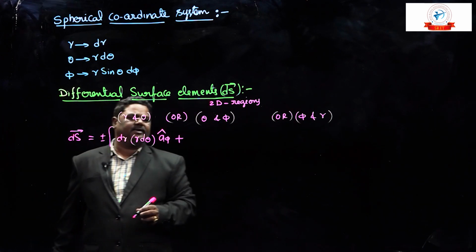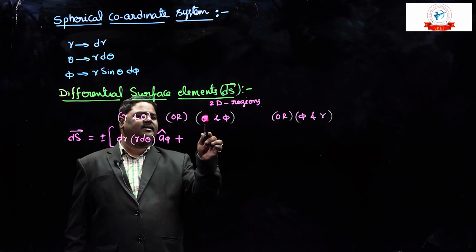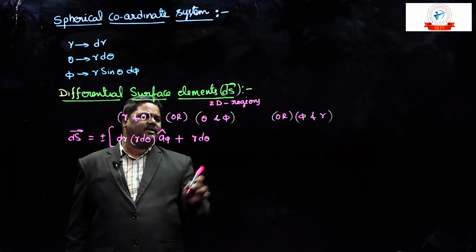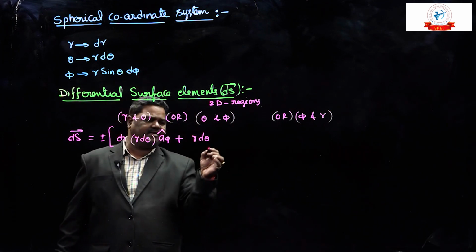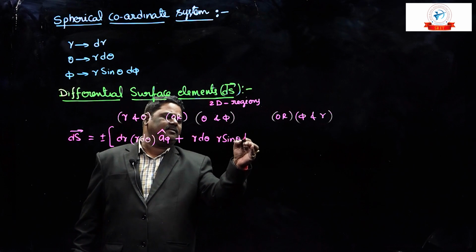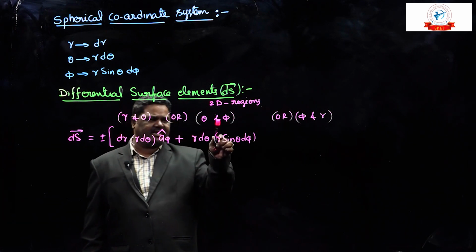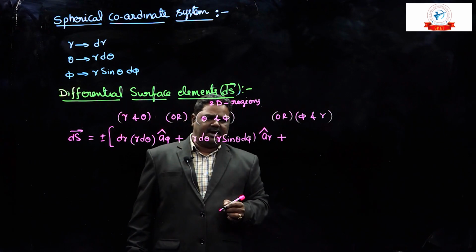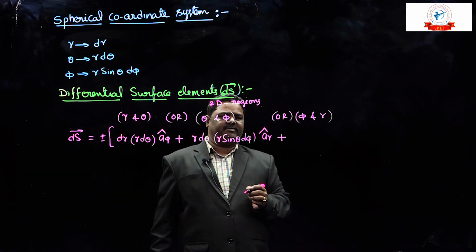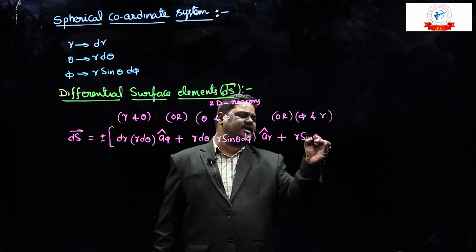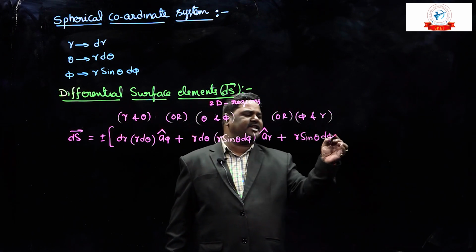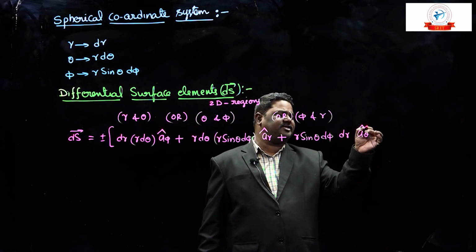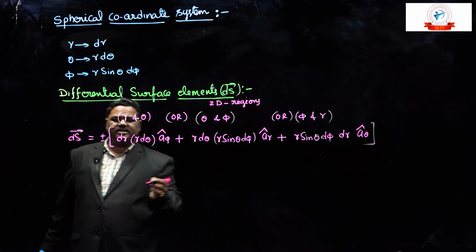Next, the differential surface element with theta and phi. Theta will produce a differential length of r d theta. Phi will produce a differential length of r sin theta d phi. And the direction of the surface will be in the remaining coordinate direction. The remaining coordinate is r cap. Then, the differential length due to the phi coordinate is r sin theta d phi, and the differential length due to the r coordinate is dr, and the surface direction is the remaining coordinate direction, that is a theta. So now just rewrite this.